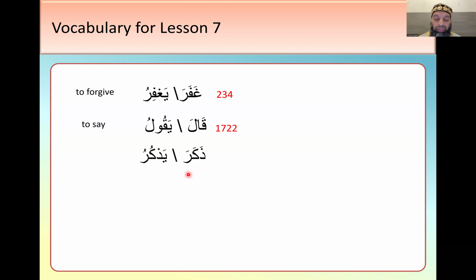ذكر يذكر. We do dhikr of Allah. It is remembrance of Allah. That's where that verb comes from. Dhakir, one who remembers Allah. So it means to mention, to remember. So he remembered, he remembers. 292.